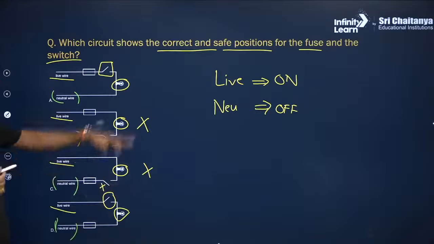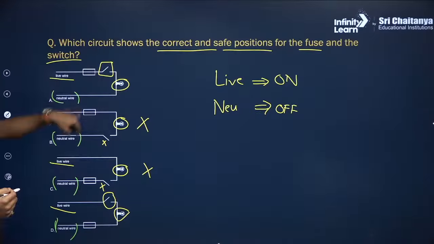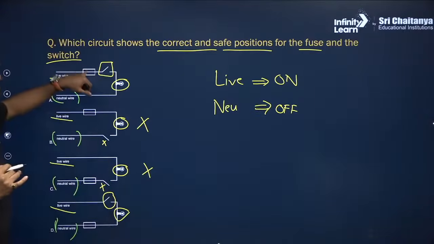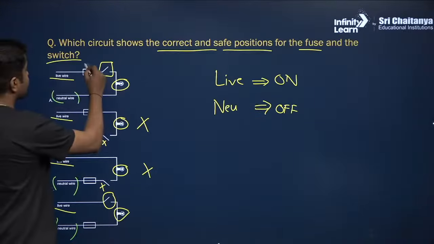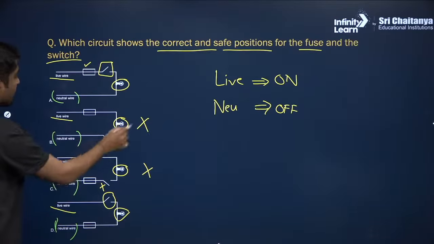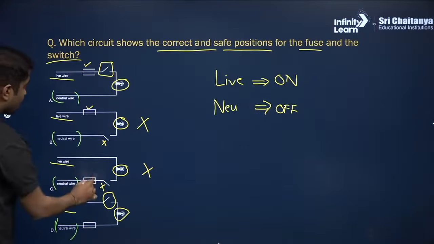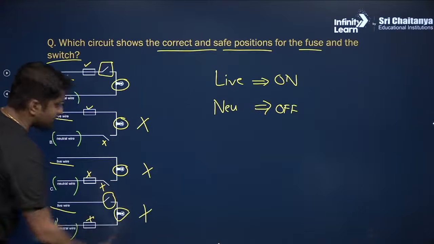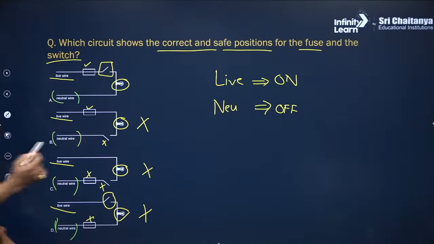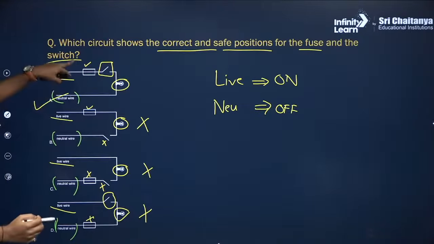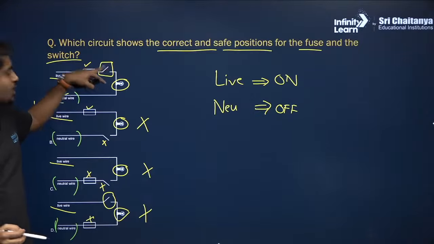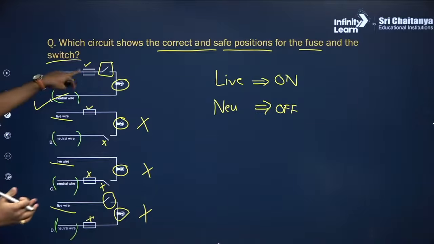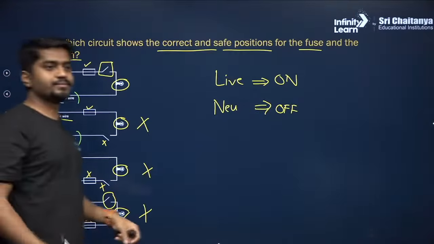Okay, so now the fuse, क्या आपको दिख रहा है? फ्यूज भी हमेशा लाइव वायर में लगाते हैं, है ना? तो यहां पे फ्यूज लाइव वायर में है, so this is correct, this fuse is correct, this fuse is correct, but the switch is not correct. Here the fuse is wrong, here fuse location is wrong, so this diagram is also wrong. So which one is the correct diagram? It is our option number A. Both the fuse and the switch should be on the live wire. Live wire में हमेशा fuse और switch दोनों को होना चाहिए.